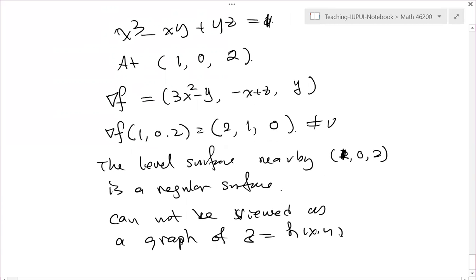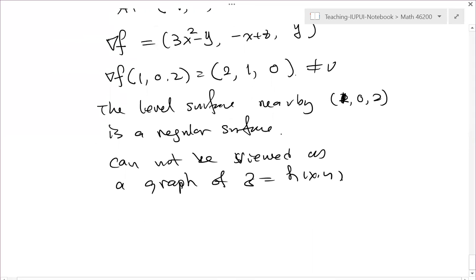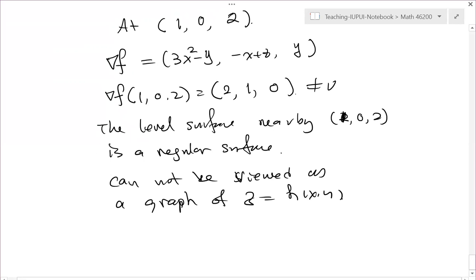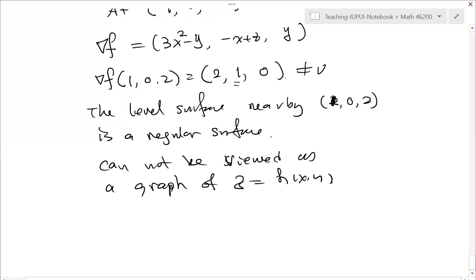And why? The reason is I cannot solve for z in terms of x, y. I can get h, but h is not defined when y is 0, at that particular point. So what I can do based on this information: I cannot solve for x because you get a cube. So I can solve for y.